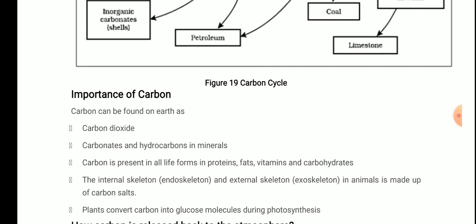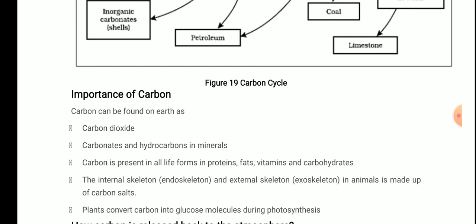Carbon dioxide is the gas which forms when carbon reacts with oxygen. You know oxygen is already present in the atmosphere. When carbon reacts with the oxygen, it leads to the formation of CO2, that is carbon dioxide. Clear? Now, where is it found else? It is found in the form of carbonates and hydrocarbons in minerals.